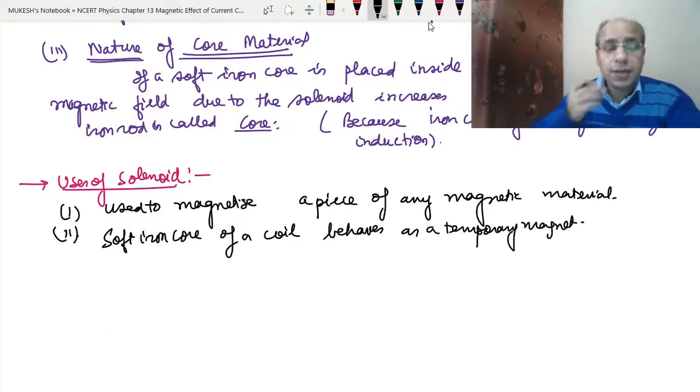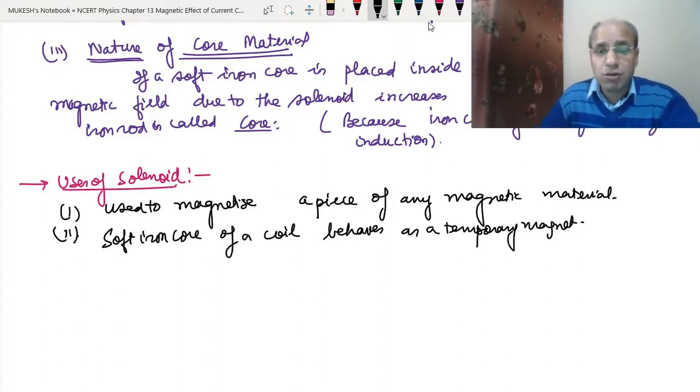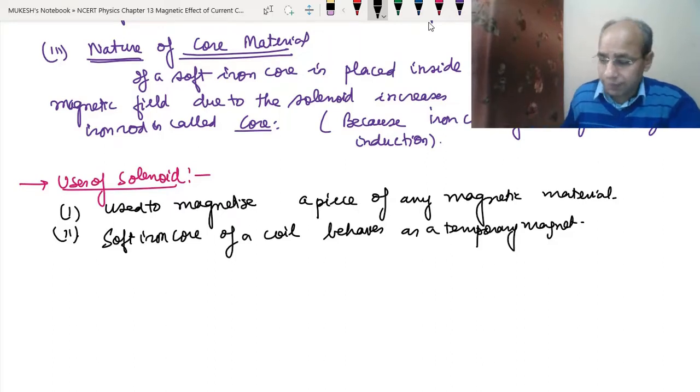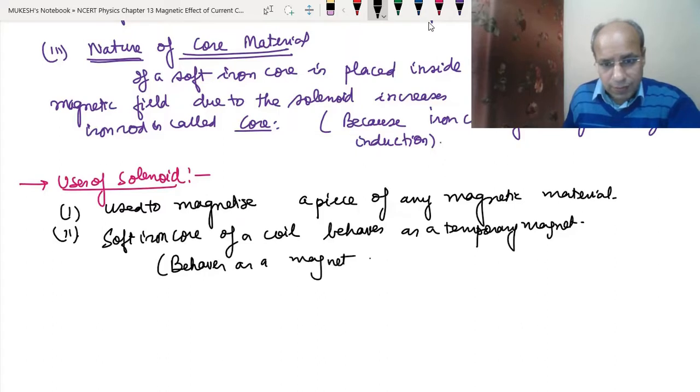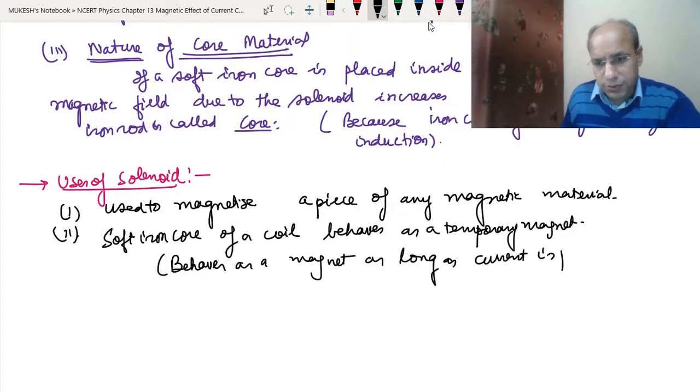Why a temporary magnet? The soft iron core will remain a magnet as long as the current is flowing through the solenoid. Once the current stops flowing through the solenoid, it will lose its magnetism. So it behaves as a magnet as long as current is passed.